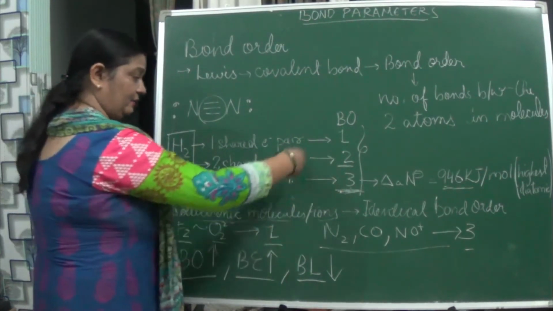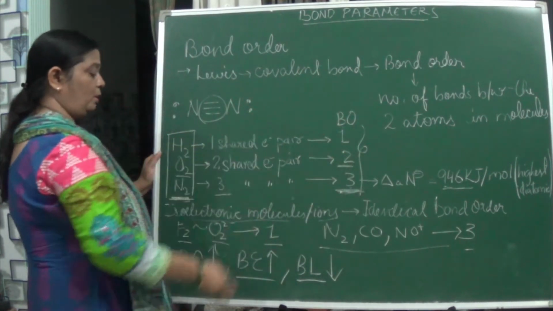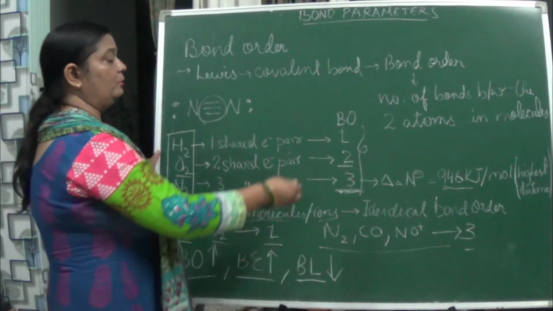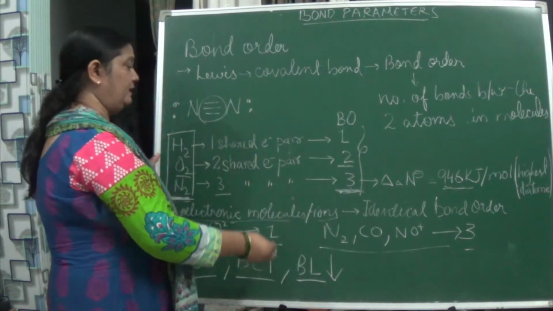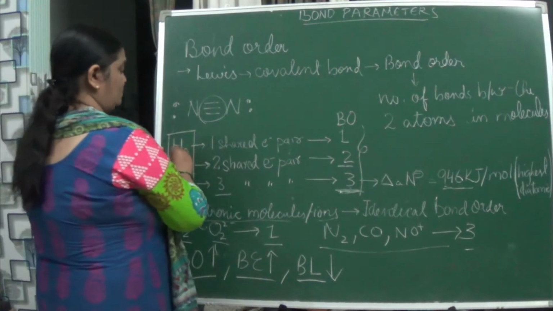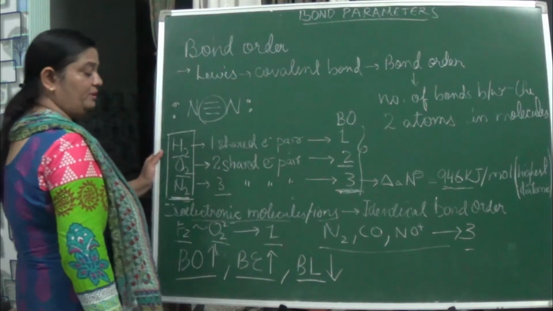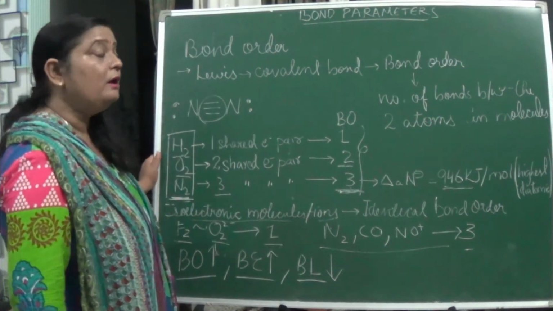And if we talk about oxygen compared to hydrogen, the bond order and bond enthalpy will be more and the bond length will be less. And so here, whose bond length is the most? It is of the hydrogen molecule. So bond enthalpy will also be least, but the bond length will be more.